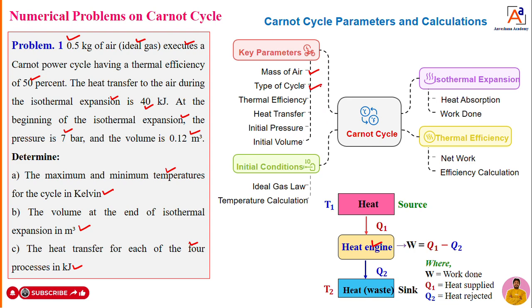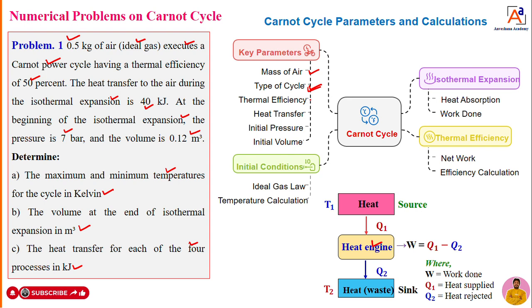Then what type of cycle is he talking about? It is a Carnot cycle, because many cycles will come, dear students: Carnot, Otto, diesel, Rankine cycle, Brayton cycle, many cycles will come when it comes to gas power cycles. But here the problem clearly relates to the Carnot cycle. Hence, you have to identify the type of the cycle. It's a Carnot cycle.